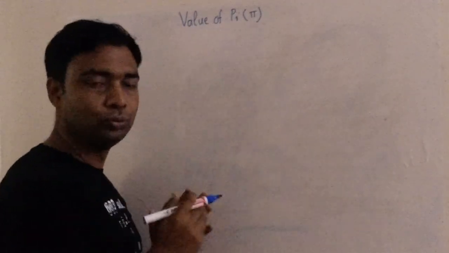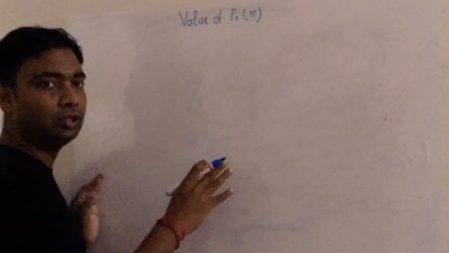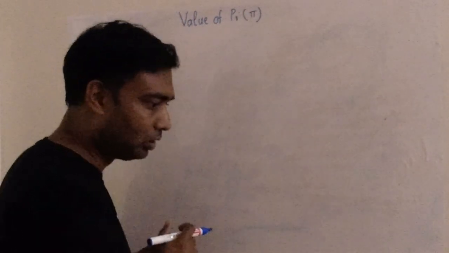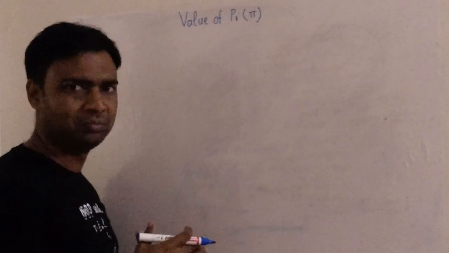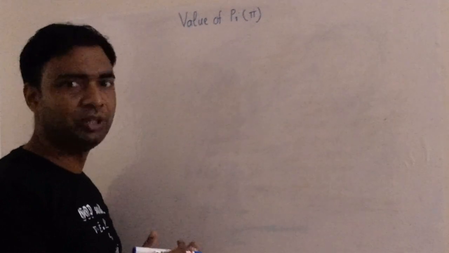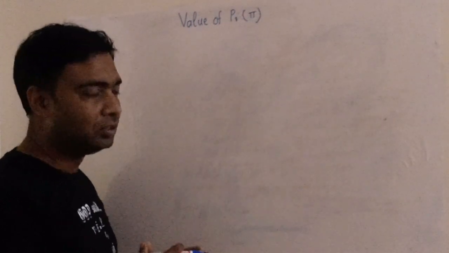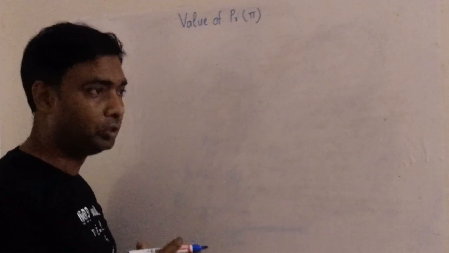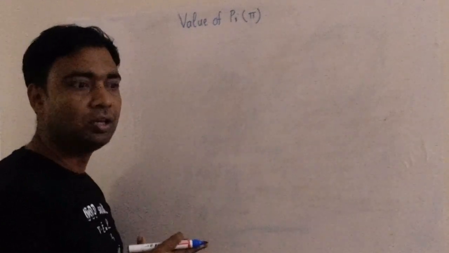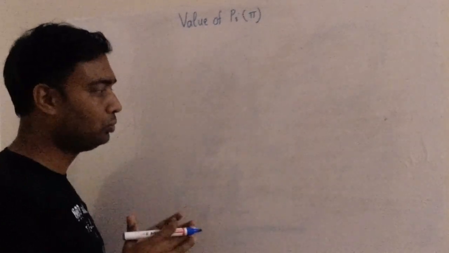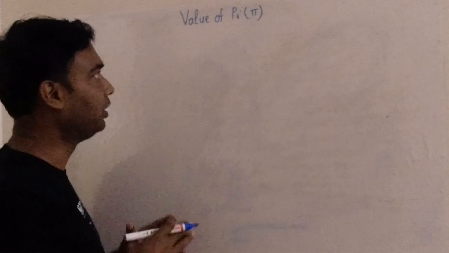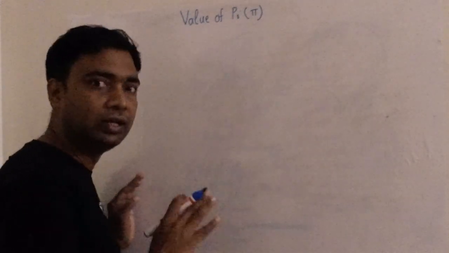So today I'm going to discuss how you can calculate the value of pi. You all know that the value of pi is 3.1416, something like that. That is not a new thing, but the new thing is how we get this value. If you want to derive the value of pi, then how can we get it? I'm going to discuss that here.